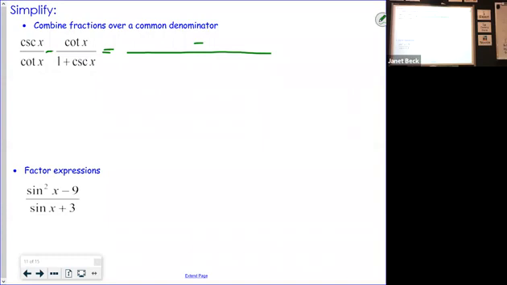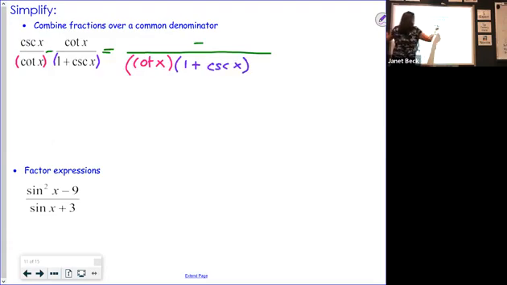Okay, so when we were looking at this yesterday, remember you're going to multiply those two denominators together. So we're going to have cot x multiplied by 1 plus cosecant of x. And then you're going to have to multiply the numerators as well. This one, to get the denominator right, needs to be multiplied by that blue stuff. I haven't got room to write all of that in there, but we'd be writing all of that there.